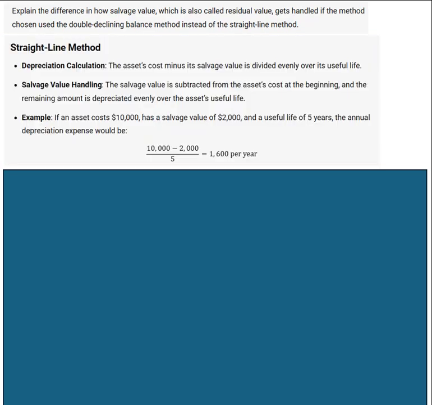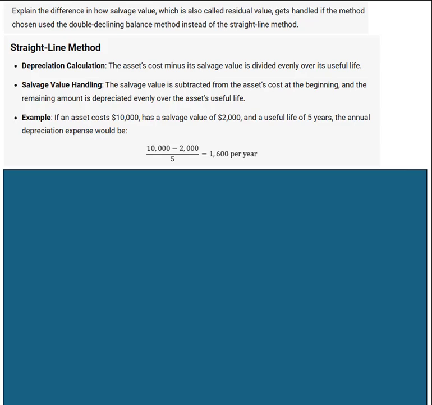Okay, let's explain the difference in how salvage value, which is also called residual value, gets handled if the method chosen was the double declining balance versus the straight line method. First, we'll look at the straight line method.